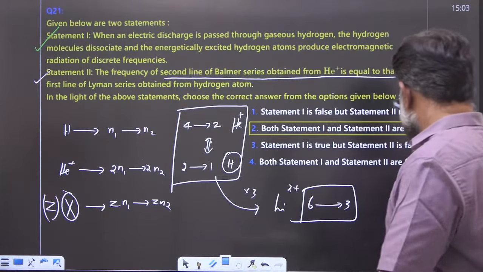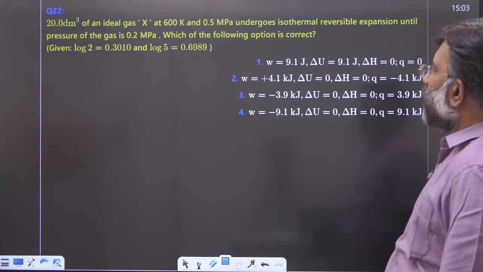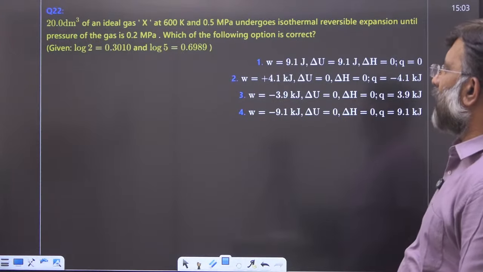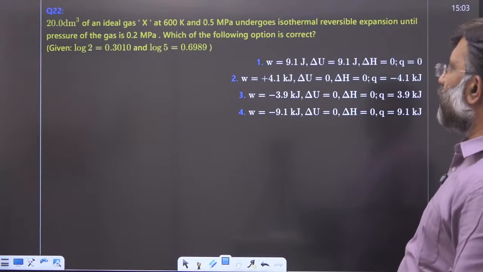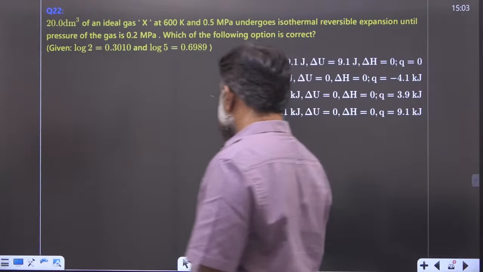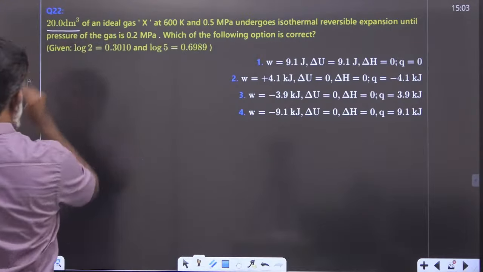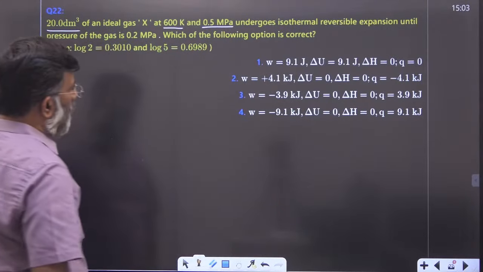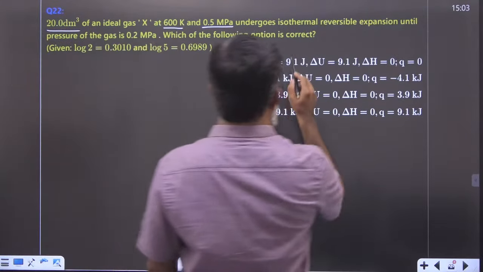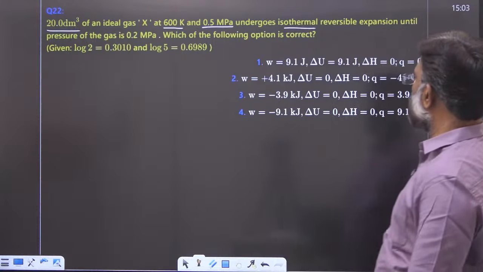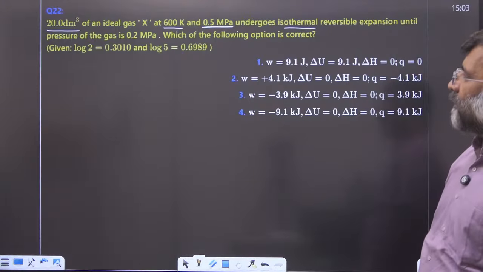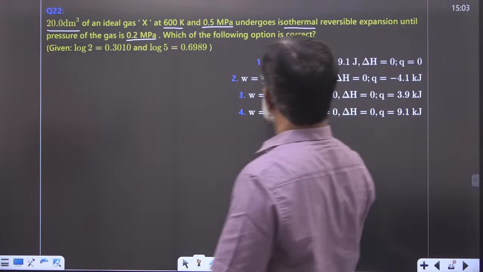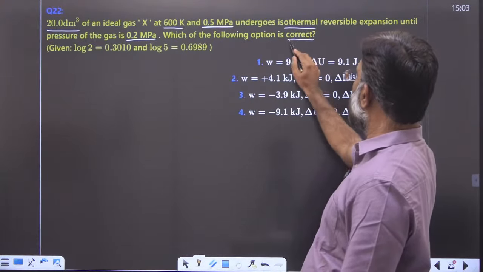Next question. 22. 20 decimeter cube of an ideal gas at 600 Kelvin and 0.5 megapascal undergoes isothermal reversible expansion until the pressure of the gas is 0.2 megapascal. Which of the following options is correct?